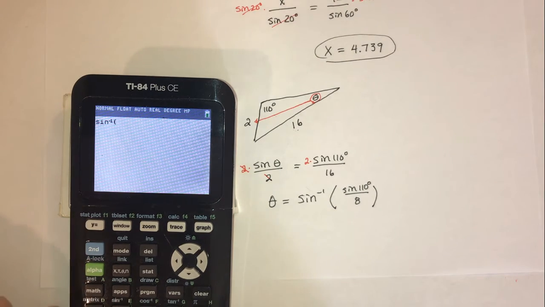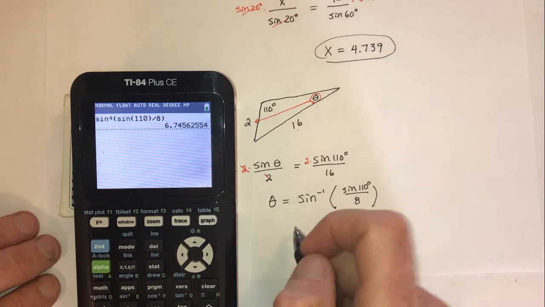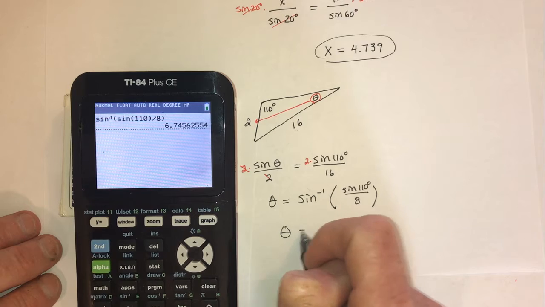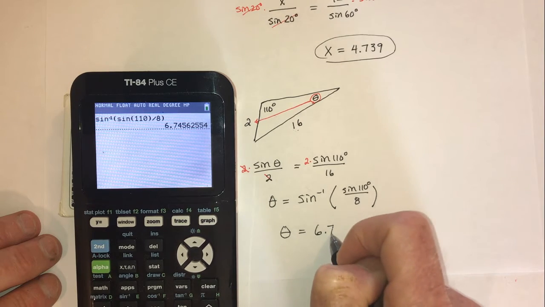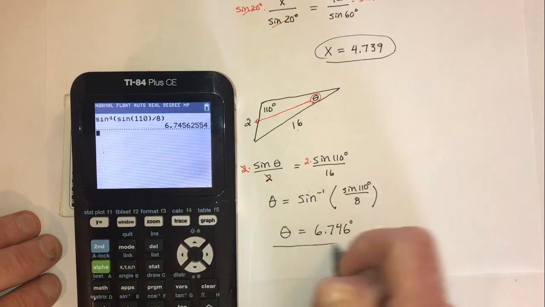So how much is sine inverse of sine of 110 divided by 8? So this again is in degrees, so it's going to be a pretty small angle. It equals 6.746 in degrees.